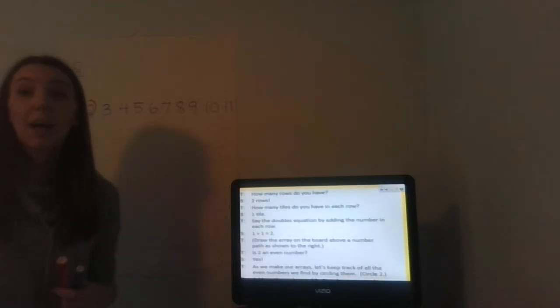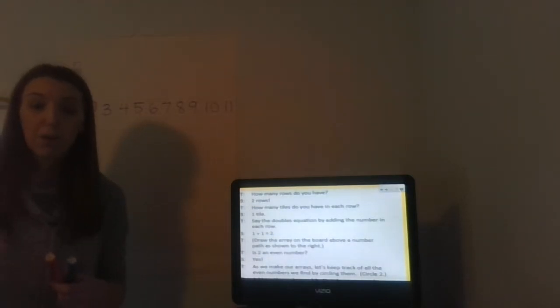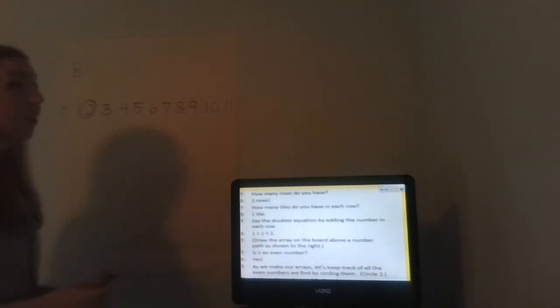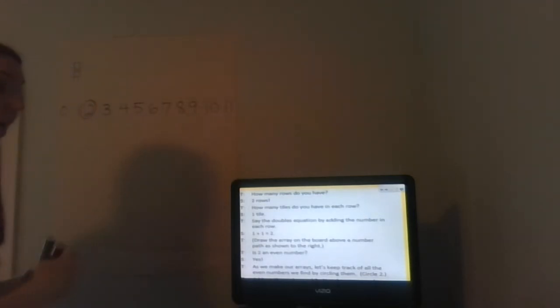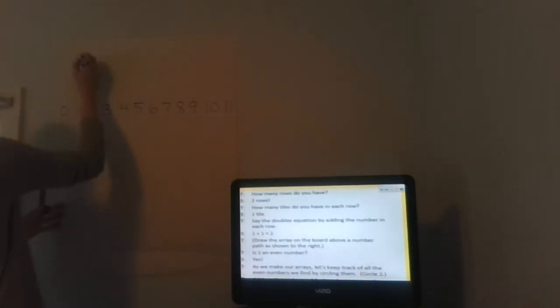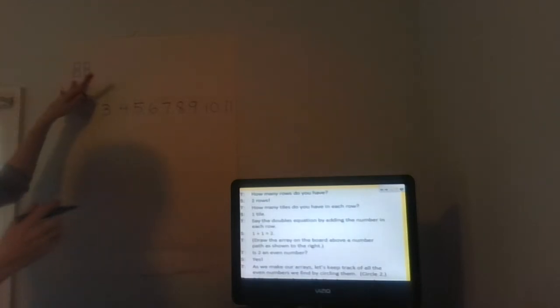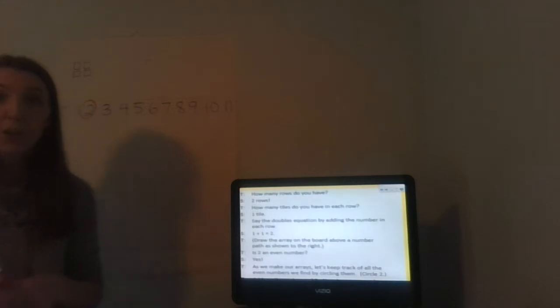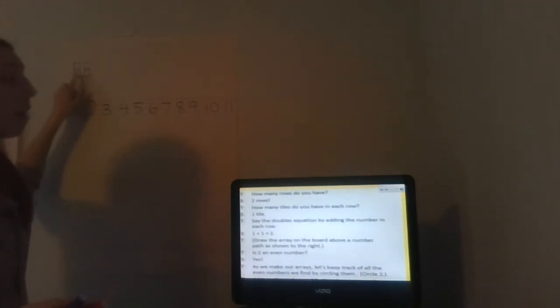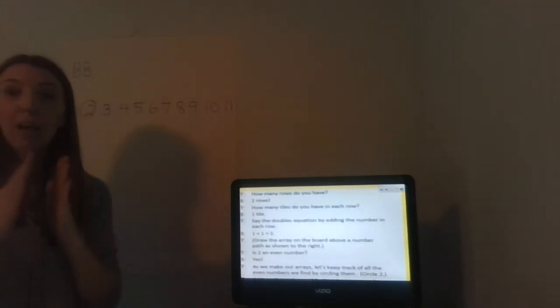Now I'm going to add another column of 2. That's going to look like this because columns go up and down. Columns go up and down. So my directions are to add another column. And as I draw my own array, I'm making sure that my blocks are the same size and they're lined up evenly.